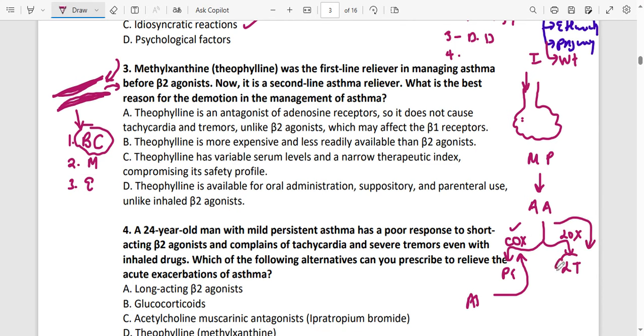It is going to start now making more of the leukotrienes. And these leukotrienes, the problem is that they cause bronchoconstriction. So that is a problem with taking aspirin. That's why you don't take aspirin when you have got asthma.